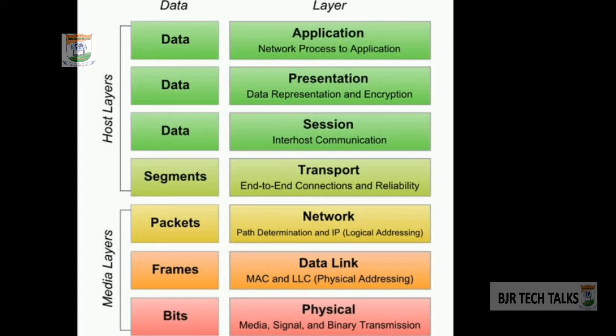The physical layer has data in the form of bits. It is used in media, signal and binary transmission. Next, the data link layer contains data in frames. It is used in MAC and LLC. And the network layer is for path determination and IP addressing. And the next one is the transport layer. It provides end-to-end connection and reliability.